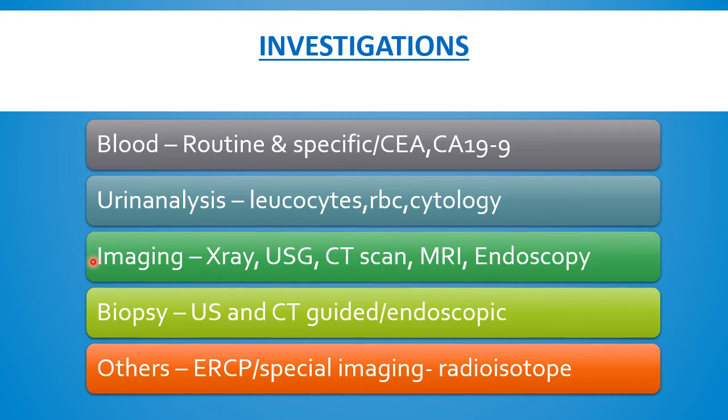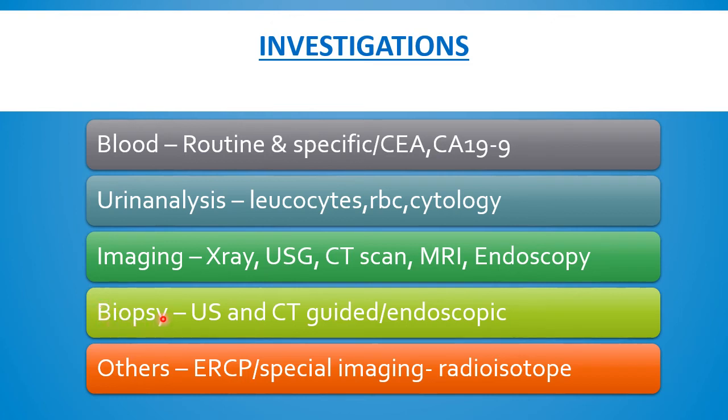The next important group of investigations are known as the imaging investigations, which include X-rays, especially plain X-ray of the abdomen, and ultrasound scans of the abdomen and pelvis, which can decide whether to go on to CT scan, MRI, and endoscopy. So these are all important investigations for a patient presenting with an abdominal mass. And usually, we do the simplest one first and then go up to more sophisticated investigations.